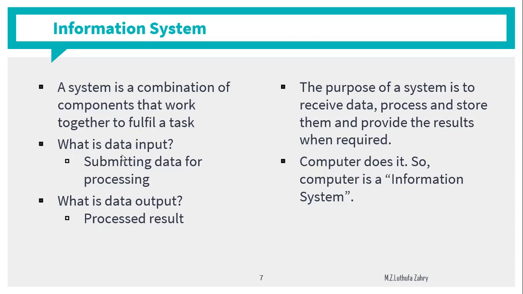Okay. So input means submitting data for processing. Data, as you know, is not in a processed form. So if you put it into the computer, it is the input, and it will process it and give you an output. The processed result is the output. So a system which receives data, processes it, stores it and gives it back to you when needed, providing the result when you need it, is called an information system. The computer does all these things, so we call the computer an information system.